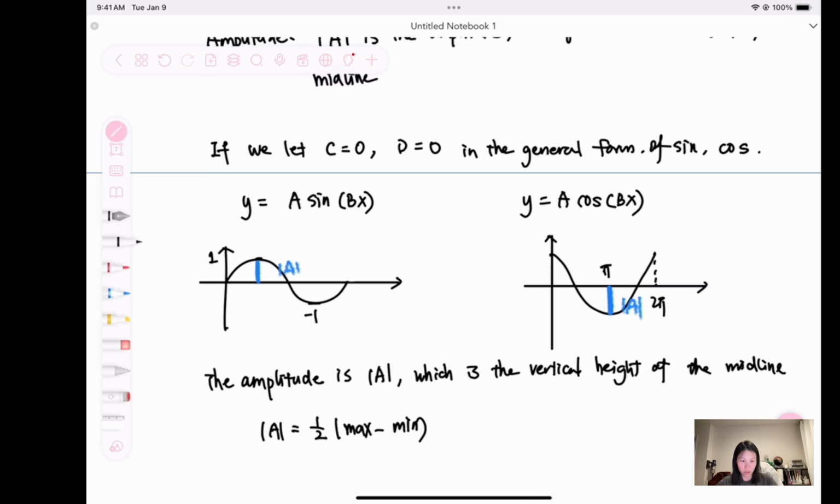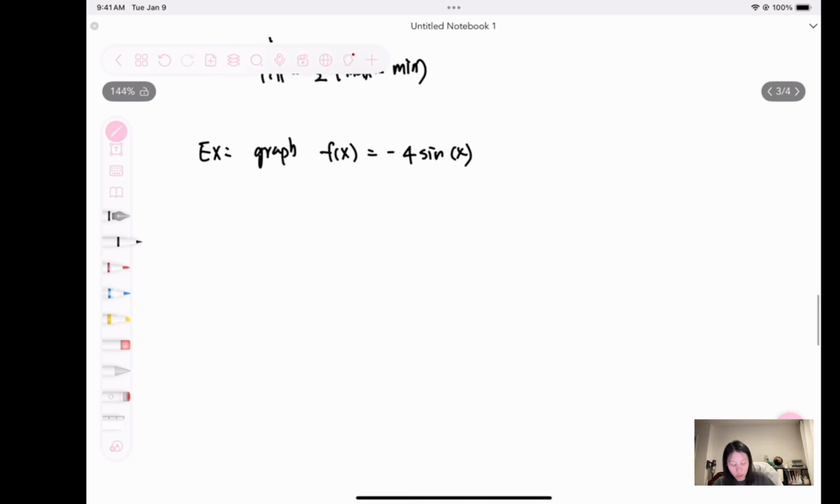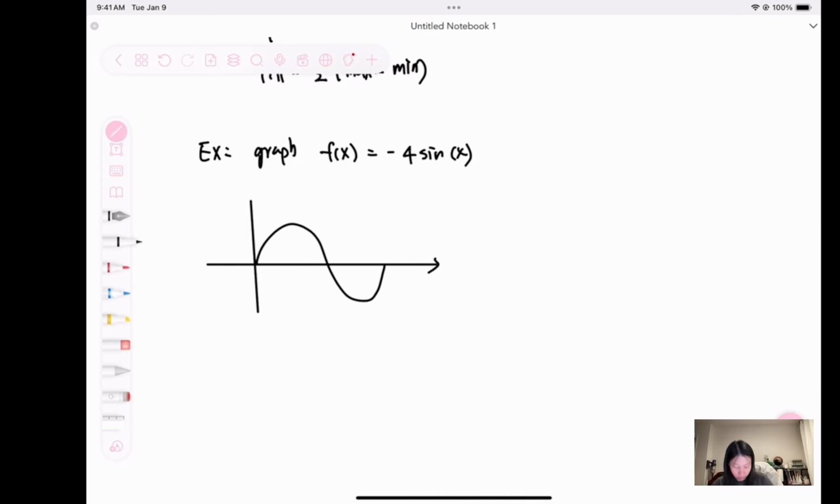Okay, so here's an example. Now, I want you to graph the function f(x) equals -4 sine x. B is equal to 1, and what does the function look like? So we know the original function. Let me draw out the original function. It's going to look like this, right? In one period, in one phase.